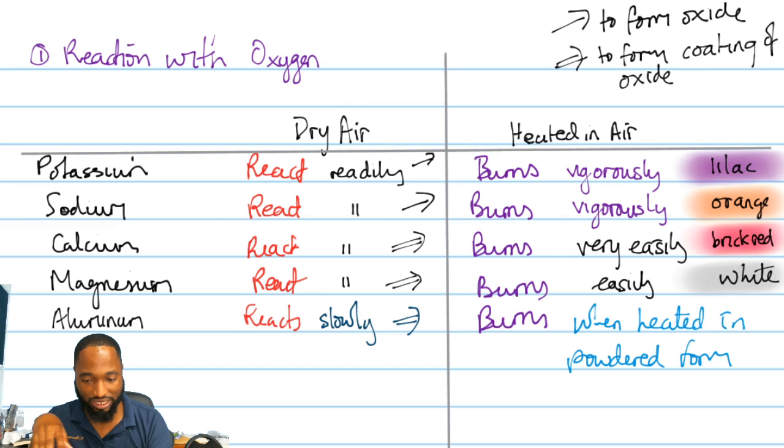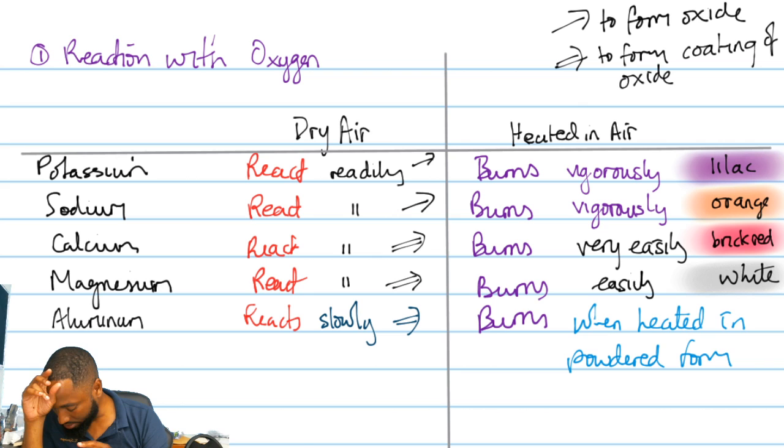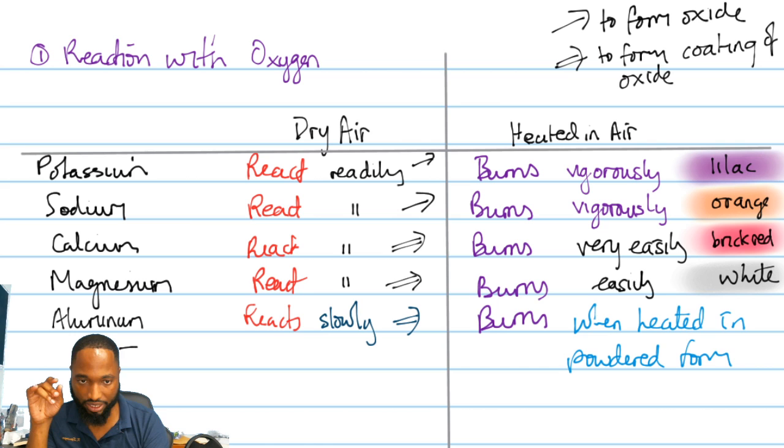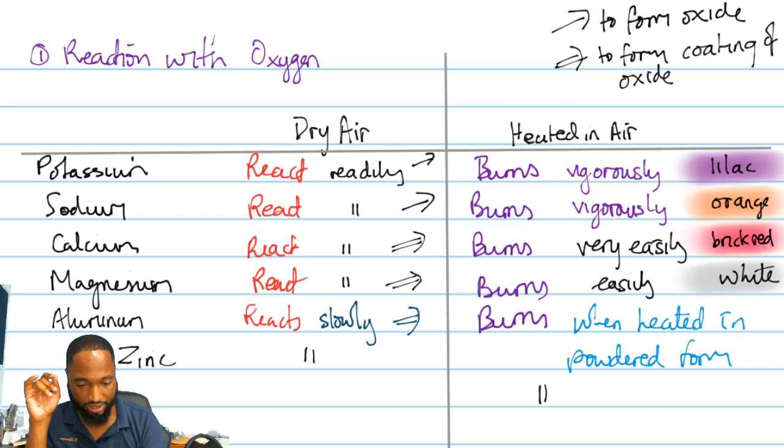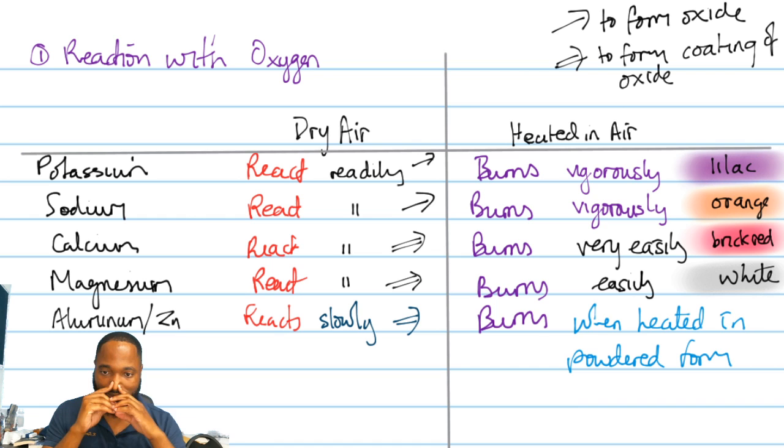So let me just page here. Iron, aluminium, zinc. I need zinc first. Zinc reacts slowly. Aluminium, zinc. Zinc is the same thing here, so let me squeeze in the zinc now. Zinc is the same as aluminium for all intents and purposes with this. So I'm going to put zinc and aluminium in the same spot. We're using up no extra brain cells for that.